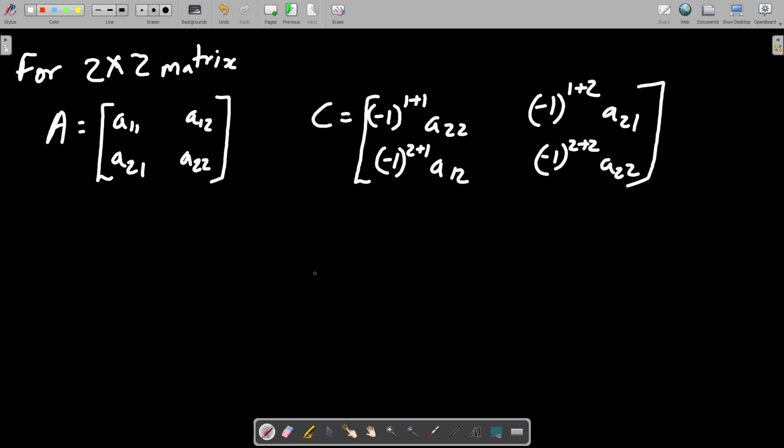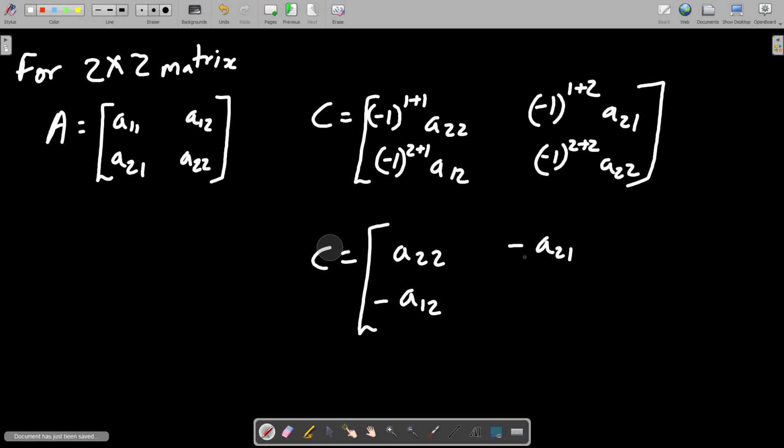Okay, so this leaves you easily with a C for A. 1 plus 1 is what? 2. Minus 1 to the power 2 will be what? It will become 1 again, right? So this will become A22 only. This will be minus 1 to the power 3, which is going to become minus 1. Okay? And this will be 2 plus 1, again 3. So minus 1 to the power 3 is minus 1. So A12. And this is going to be minus 1 to the power 4. That will become 1. So this is going to be A11.